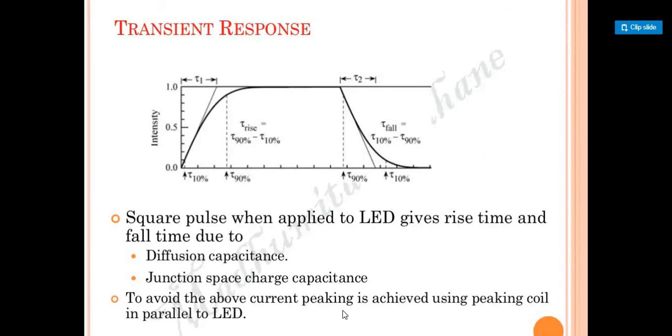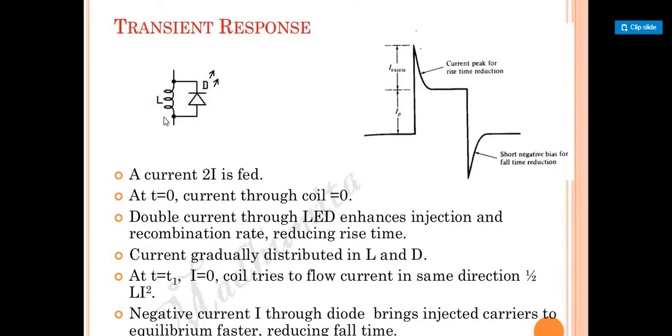To avoid the above, current peaking is achieved using a peaking coil in parallel to the LED. So we use one particular coil in the LED design in order to avoid the current peaking, meaning instead of reaching the peak value. If you want to avoid that, by using what? By using a parallel coil to the LED. Clear? So this is the parallel coil we are using with the LED. If you use this one, what is going to happen? This peak will be reduced and the short repetitive bias for the fall time also gets reduced.